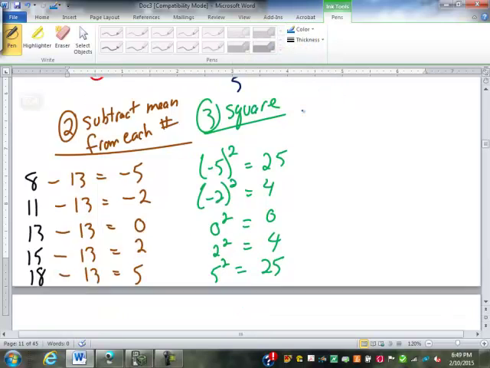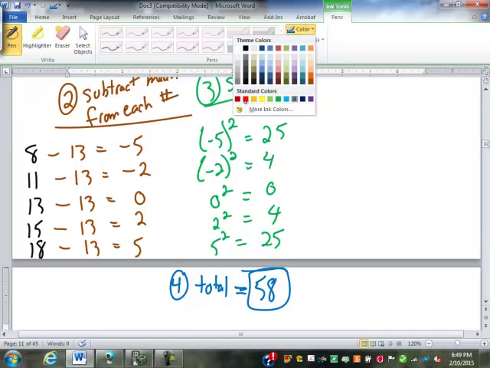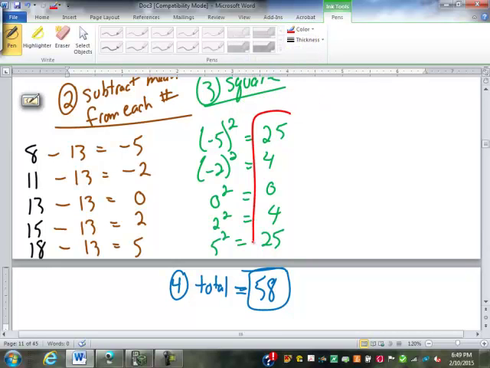Step 4. Find the total of those numbers. So this is what, 29, 58. Here's your total. That's step 4. Step 5 is a little tricky.